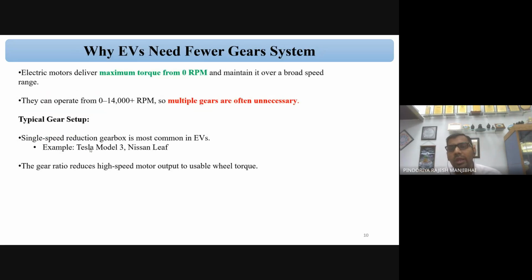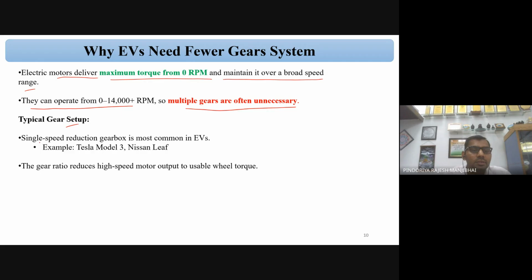Why does an EV need only a few gears? As I said in the beginning of the class, in 99% of cases an EV uses a single speed gear. The electric motor delivers maximum torque from 0 rpm and maintains it over a broad speed range. That is a main benefit of the EV. They can operate from 0 to 1400 plus rpm, so multiple gears are often unnecessary. You can see that in the case of the motor, we can operate the motor over the maximum range, correct? But that is not possible in the IC engine. That's why the IC engine requires the gear system.